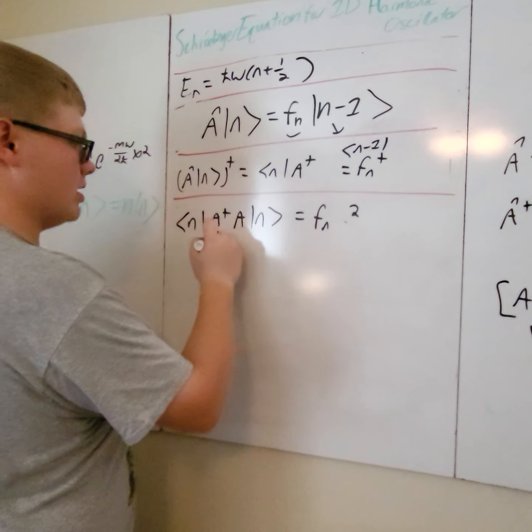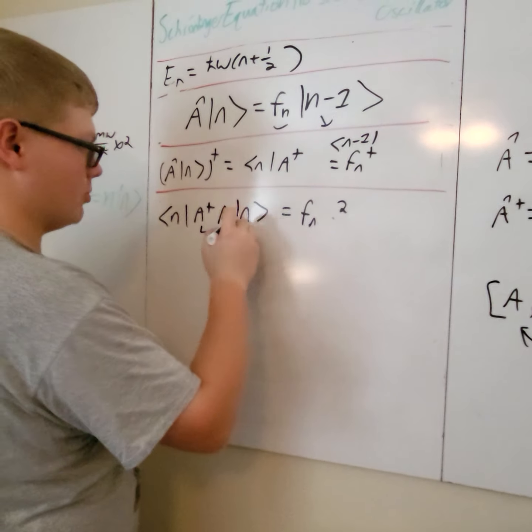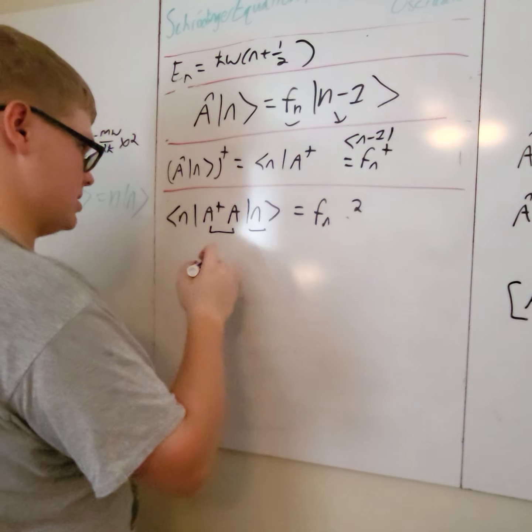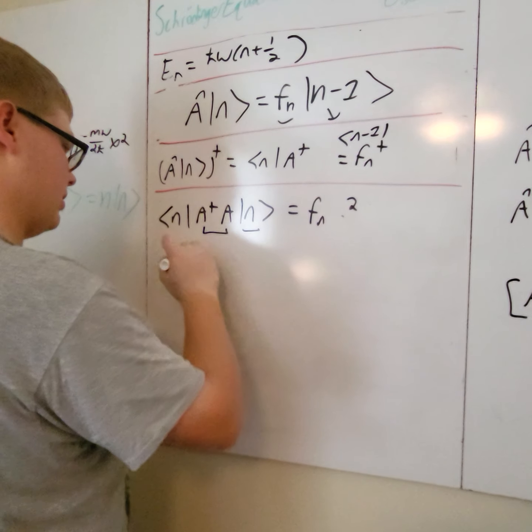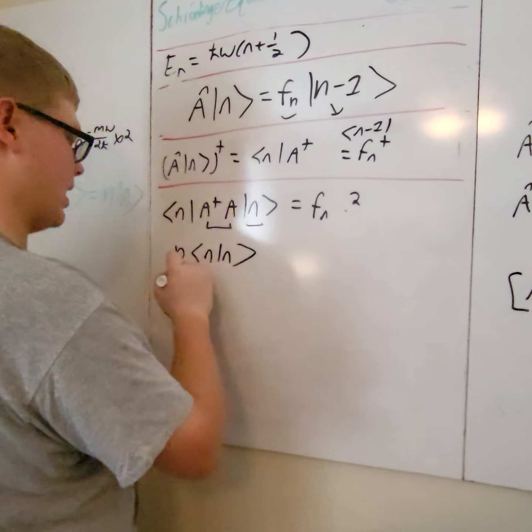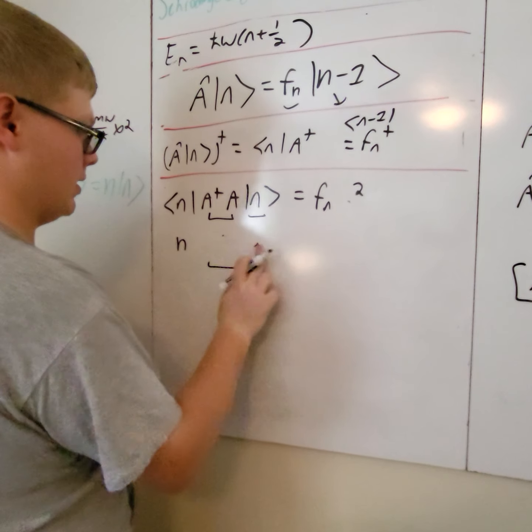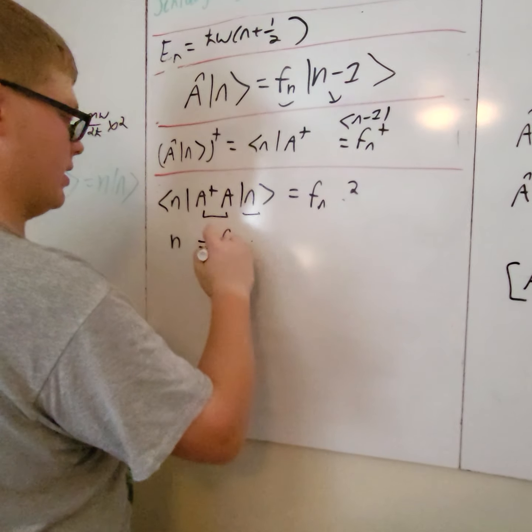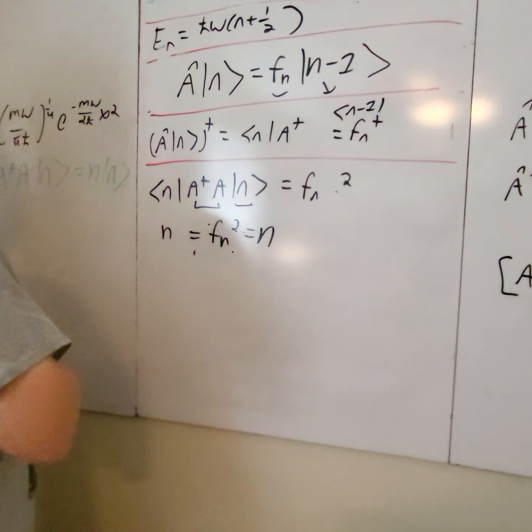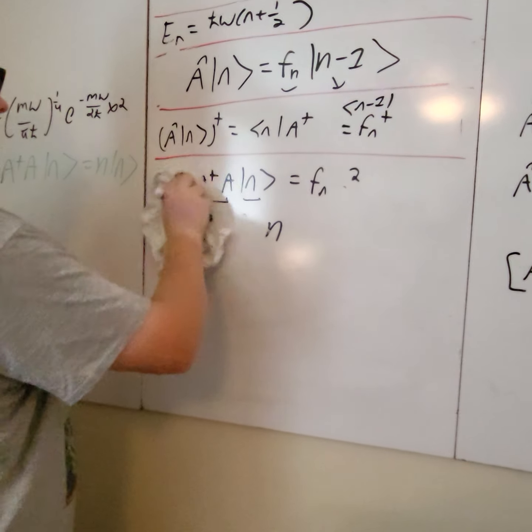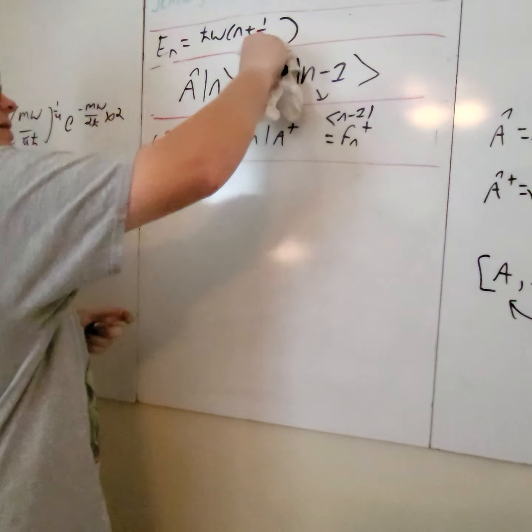Well, we already know what a plus a does to n. You can bunch that together: what a plus a does to n equals n. And you can pull that out because it's just a number. The inner product with itself is just 1. So you get f sub n squared equals n, meaning that if you take the square root, f sub n must equal the square root of n.